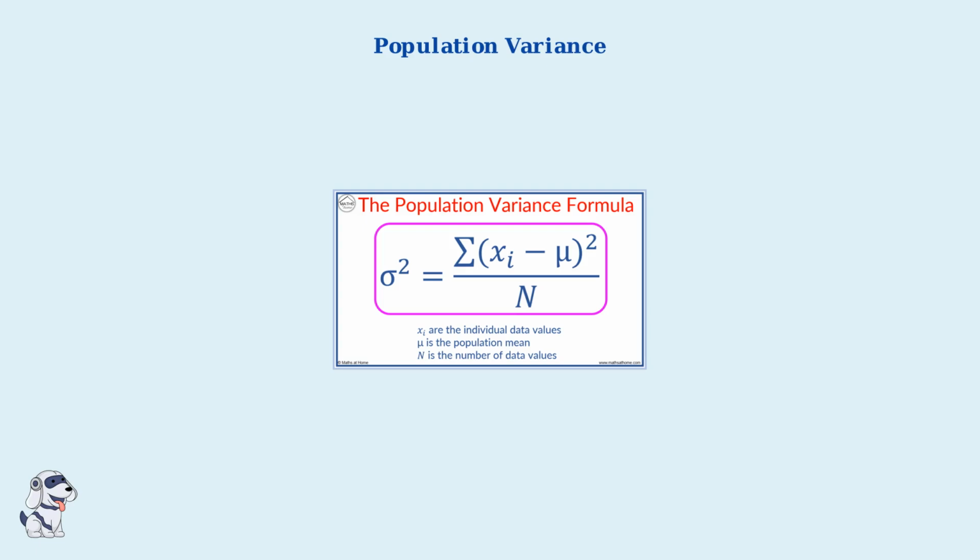For population variance, we use the formula sigma squared equals the sum of x minus mu squared divided by n. Here, sigma squared represents the population variance, x represents each individual data value, mu is the population mean, and n is the total number of values in the population.